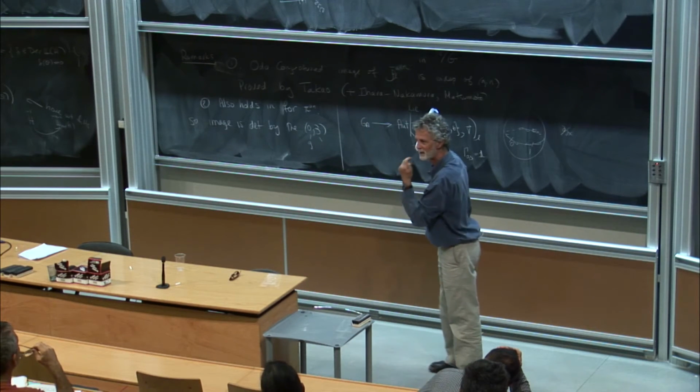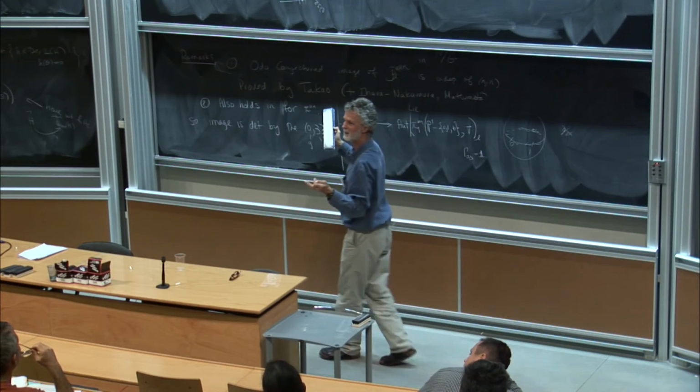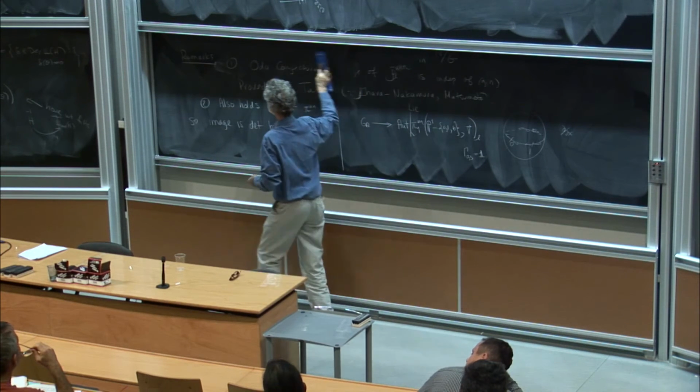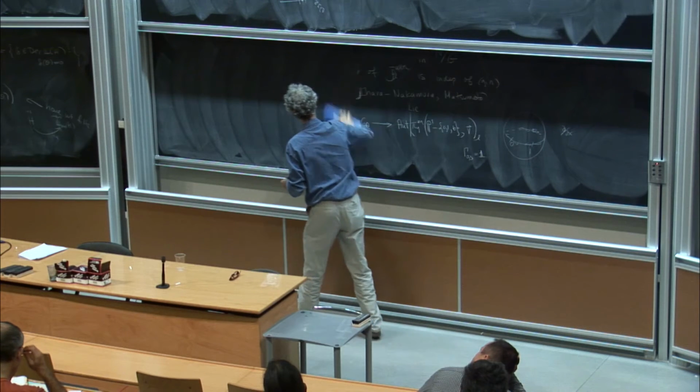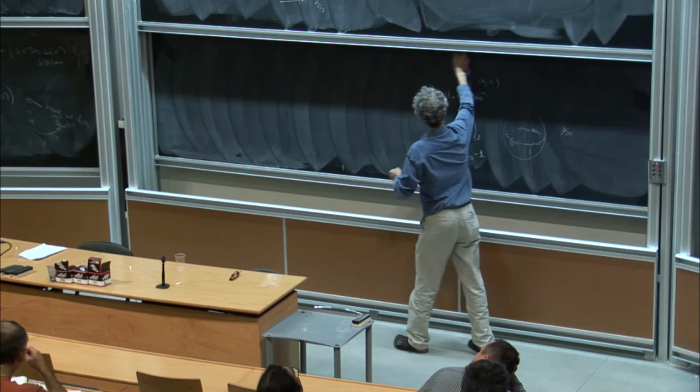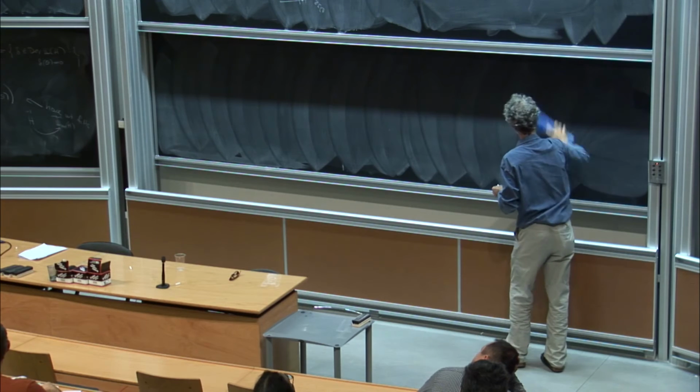Well, the way I wrote it in my notes, 3g minus 2. Well, it depends; I didn't want to get too much into that because the n is different for the tangent vector and the other one. But it's roughly 3g minus 3.